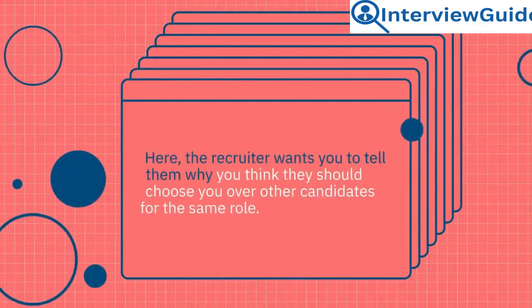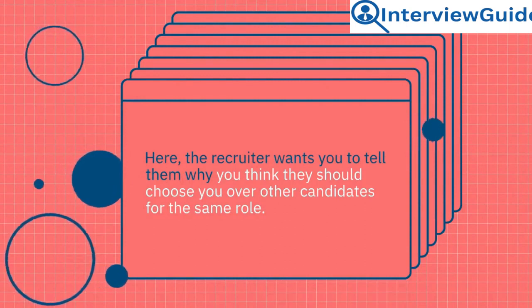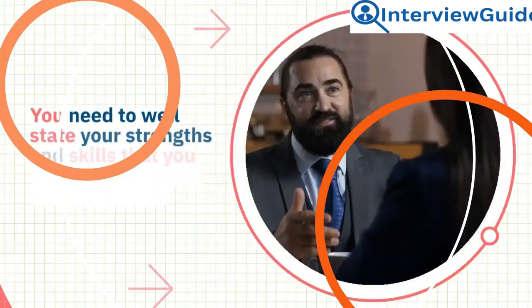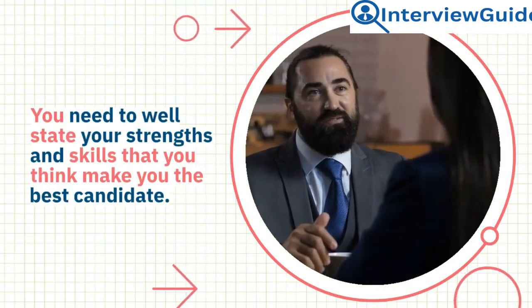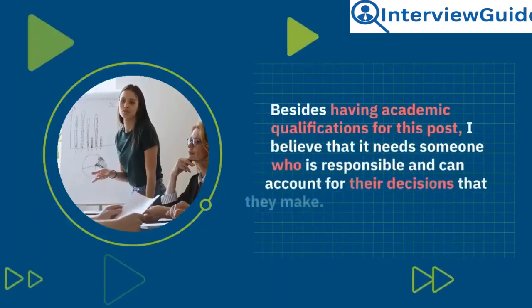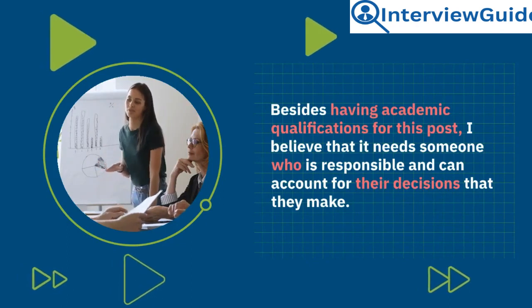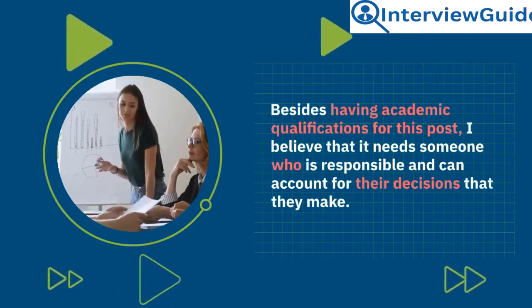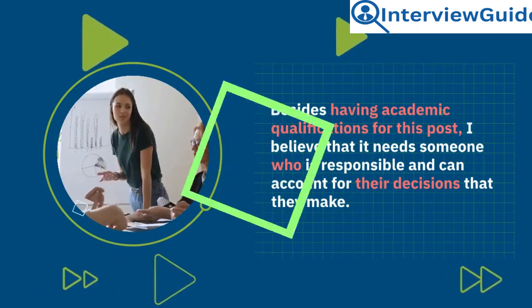Here, the recruiter wants you to tell them why you think they should choose you over other candidates for the same role. You need to state well your strengths and skills that you think make you the best candidate. Sample answer. Besides having academic qualifications for this post, I believe that it needs someone who is responsible and can account for the decisions that they make.